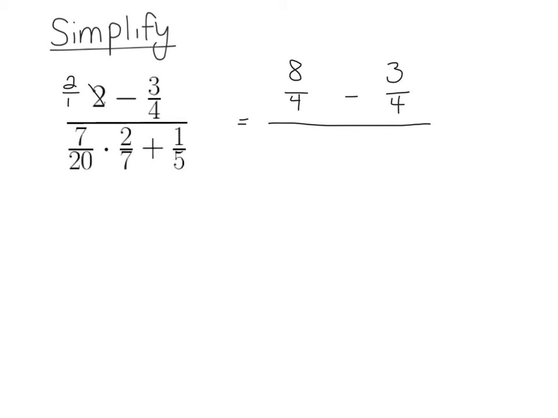Now let's switch our attention over to the denominator. Inside of our denominator we have both a multiplication and an addition. According to the order of operations, we should work on our multiplication first. Notice that inside of our two fractions, 7 over 20 and 2 over 7, we have some factors that are going to cancel.